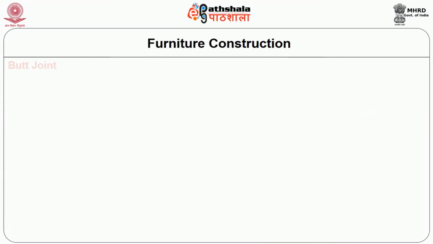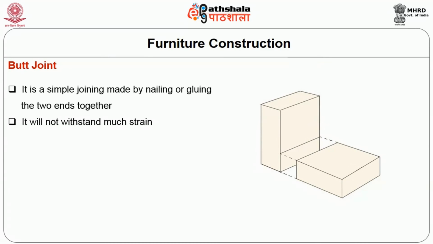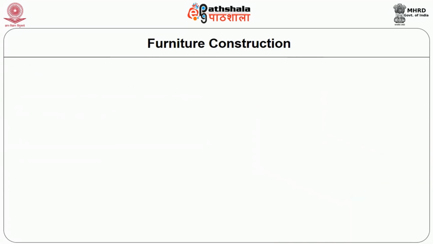First we will see about the butt joint. It is a simple joining made by gluing or nailing the two ends together. It will not withstand much strain, and furniture made of such a joint is strengthened by the use of nailed or screwed angle iron.